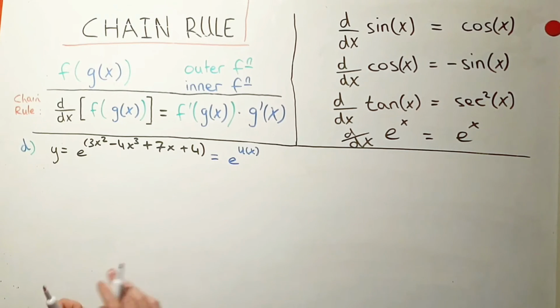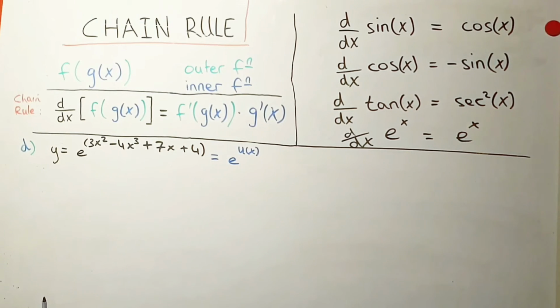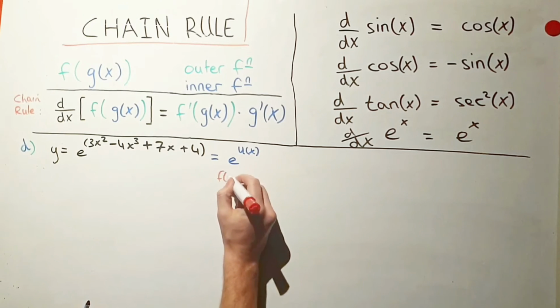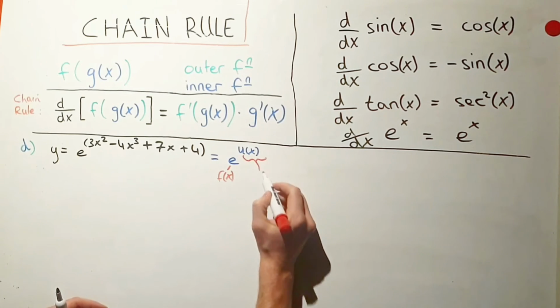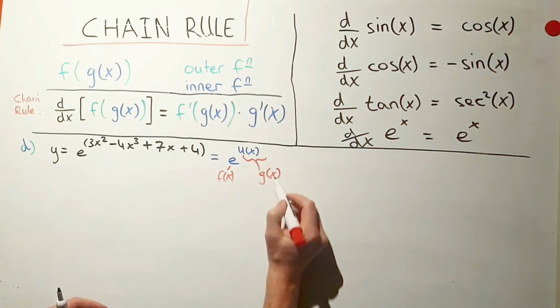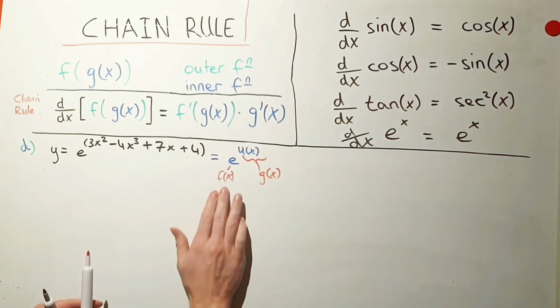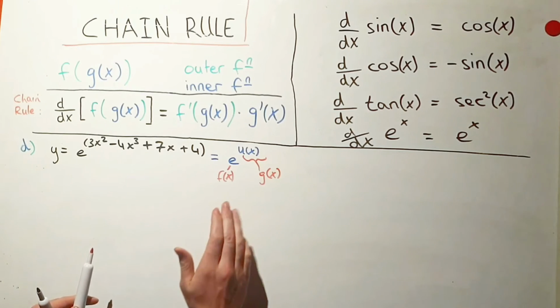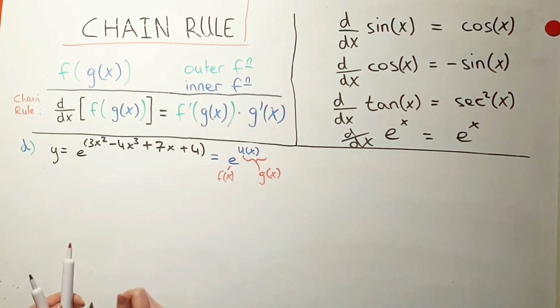All right, so the first thing, as we did in the other examples, was define our outer function f and our inner function g of x. In this example, our outer function, our f of x, is going to be the exponential here, and our g of x is going to be the exponent here, which is our u of x, and in turn it's this polynomial here. Now we're just going to apply the chain rule and get the final result.